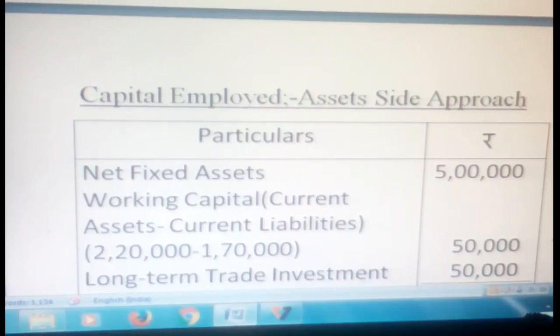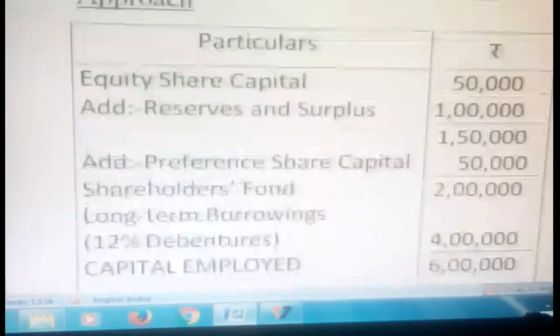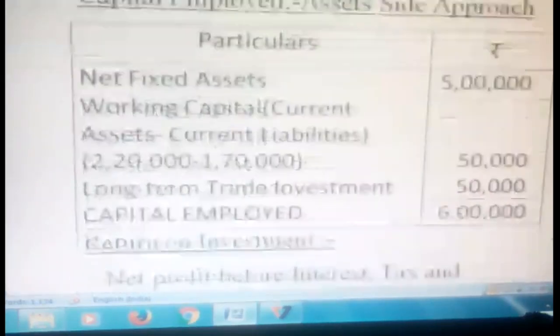Okay, asset side approach. Net fixed assets 5 lakhs. Working capital, as you know, is current assets minus current liabilities. From the problem they gave 2,20,000 minus 1,70,000, current assets minus current liabilities. We get 50,000. Then long-term trade investment 50,000. So capital employed is 6 lakhs. That's why, from the liability side also capital employed is 6 lakhs, and from the asset side approach also we get 6 lakhs.